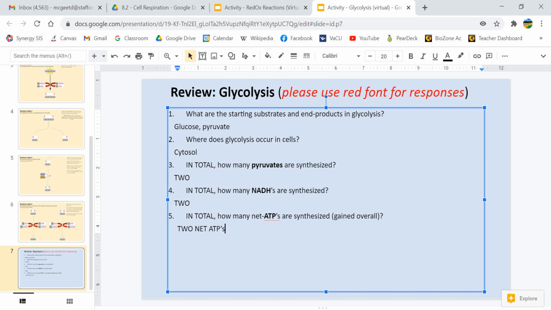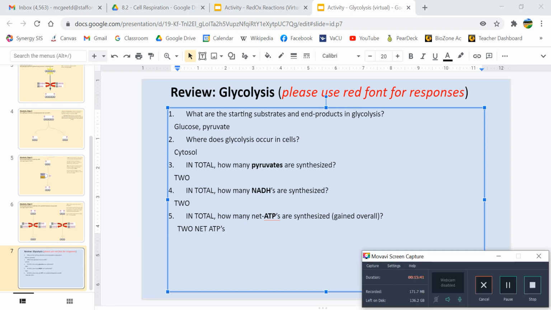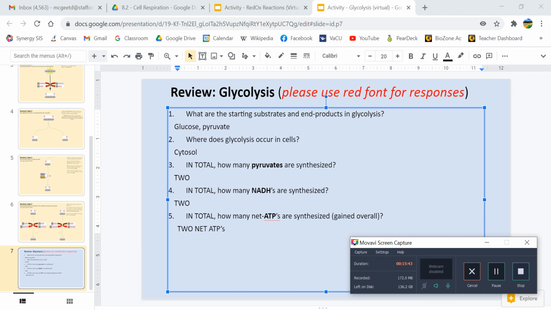There's your answers. Okay, so I hope this helped you a little bit. I know it is a lot to cover in glycolysis, but if you can understand the flow of this and spend your time, it really is about that simple. It just takes a little bit of time to go through this.